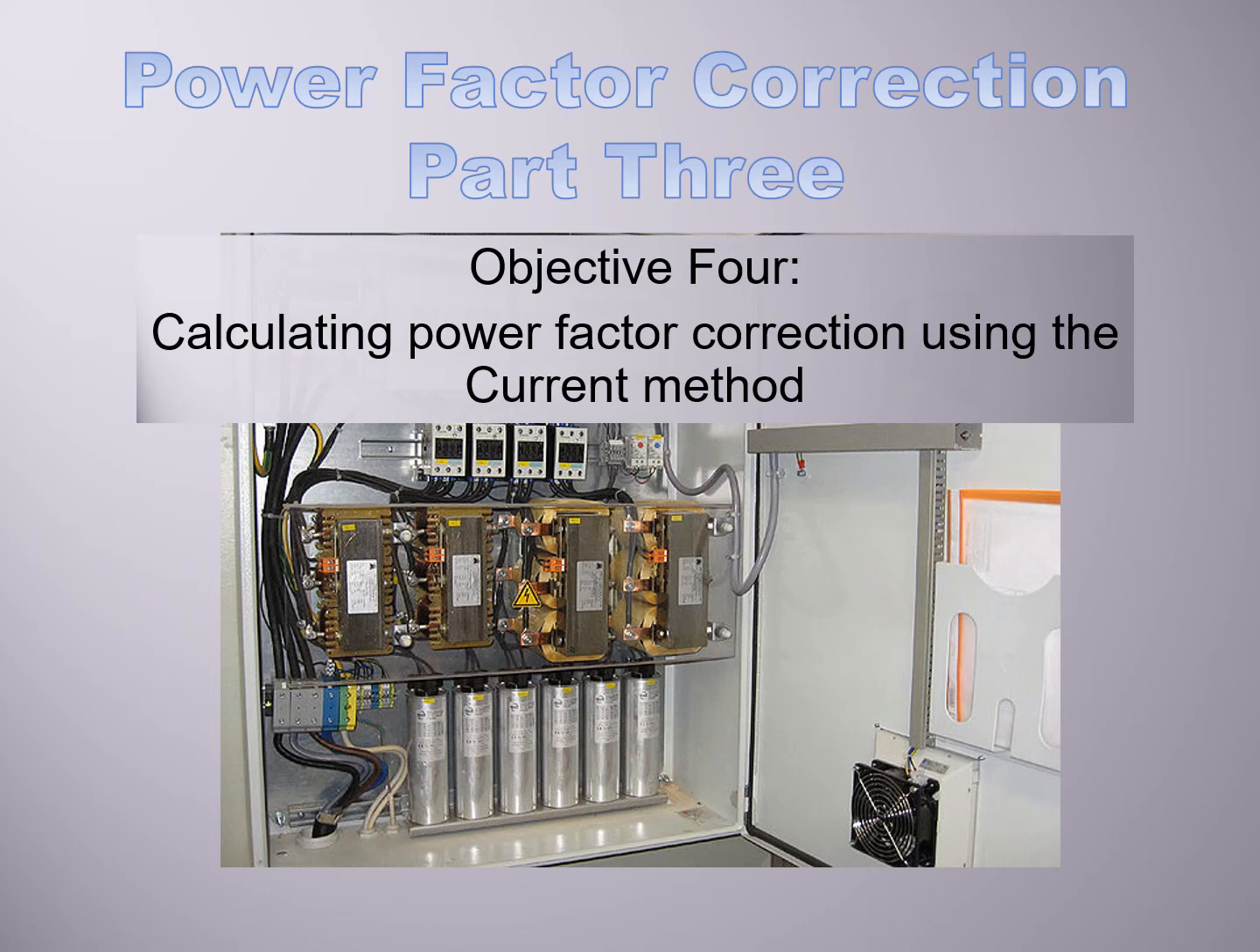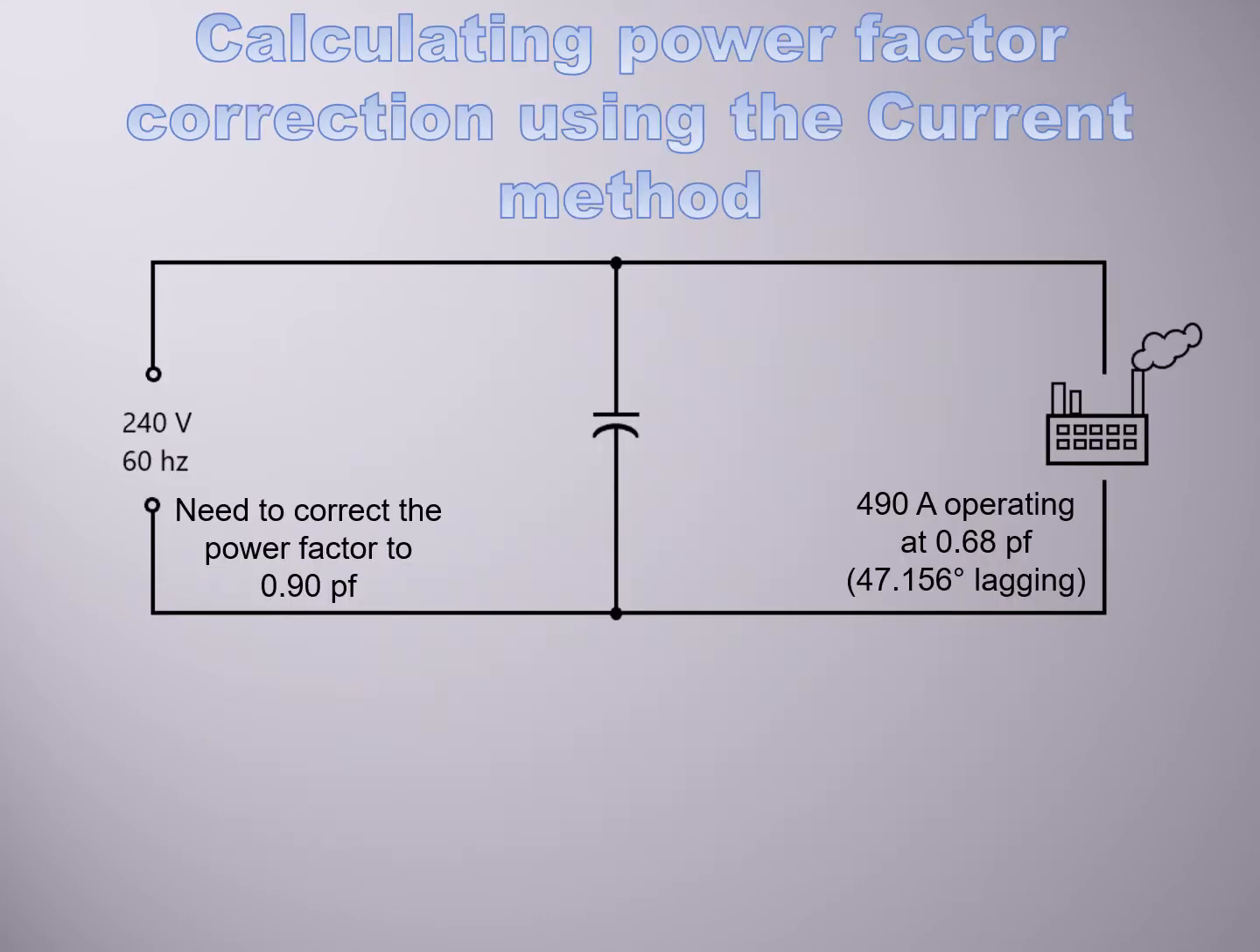Welcome to part 3 of 202F. We're now going to look at the fourth objective, which is calculating the power factor correction using the current method. Our industrial factory is operating at 490 amps with a power factor of 0.68 lag.